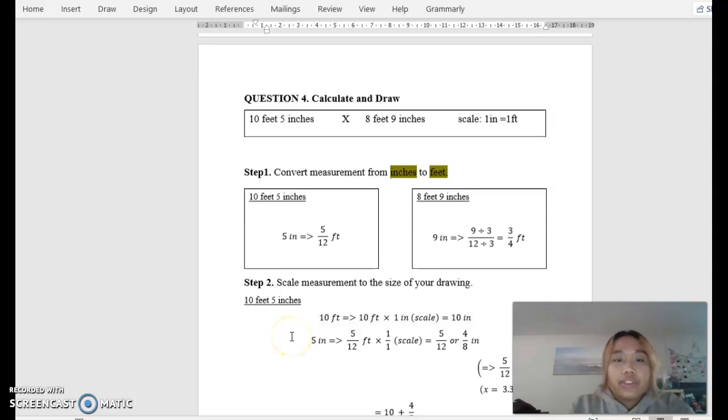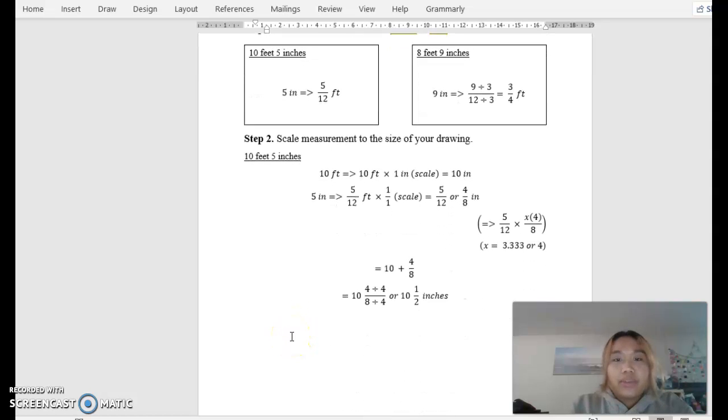Now, for our step 2, scale measurement to the size of the drawing. So let's do the first one, 10 feet 5 inches. So 10 feet multiplied by 1 inch, which is our scale that is given in the problem. That gives us 10 inches. So next, 5 inches. I just copied this one again from step 1, multiplied by 1.